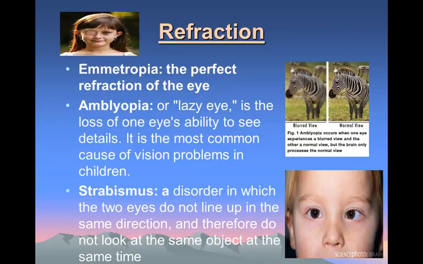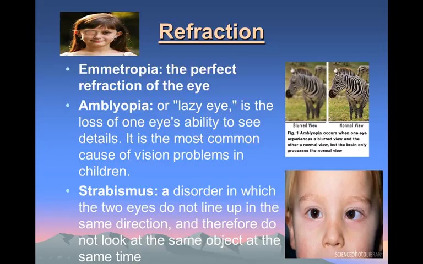Okay, we're going to start with refraction. Emmetropia is the perfect refraction of the eye. Amblyopia, or lazy eye, is the loss of the ability to see details. The most common cause of vision problems in children. 1 in 40 children will have this problem. And here you can see there's a blurred view and a normal view.